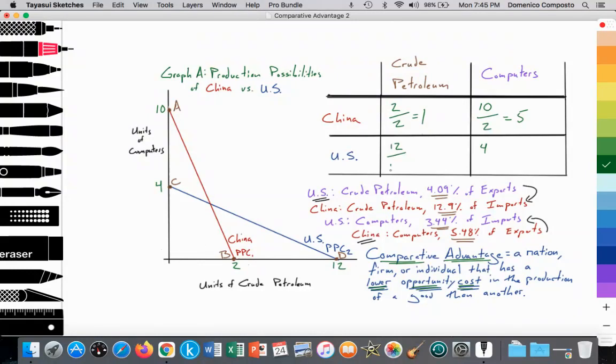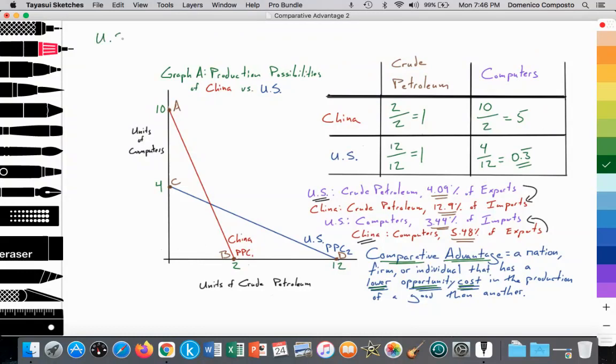Let's go ahead and do this for the United States. Let's reduce it down to 1. So 12 divided by 12 equals 1. 4 divided by 12 equals 0.3 repeating. What this tells us is that every time the US produces 1 unit of petroleum, they lose the opportunity to generate 0.3 repeating units of computers. So in terms of crude, the United States has the lower opportunity cost. It's right here. That means that the US should be producing petroleum.